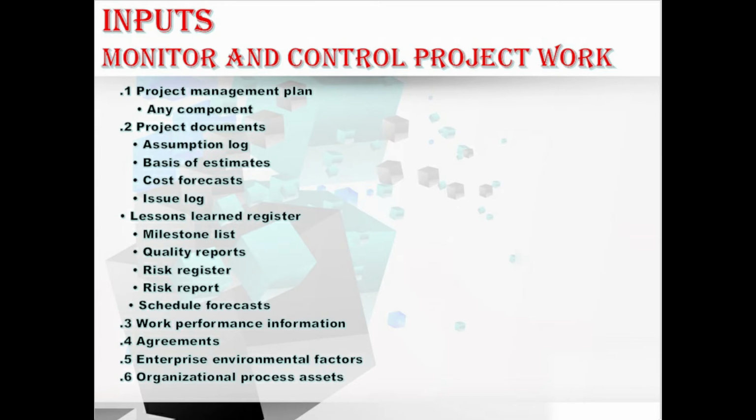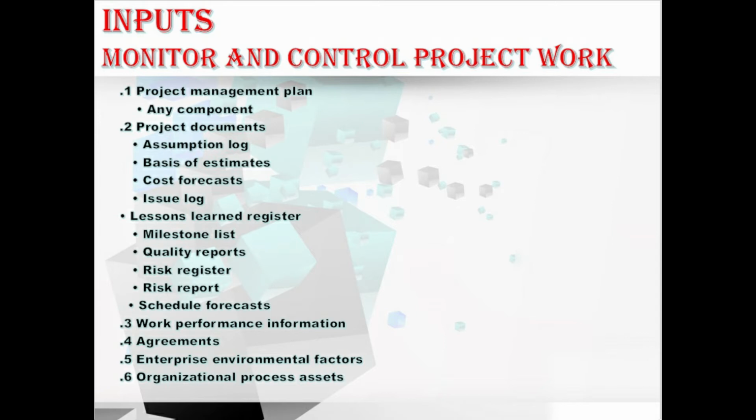And also the quality reports includes a summary of findings from the different control quality processes. Okay, hope you understood about this quality reports. Moving to the risk register. The risk register input provides the information on threats and opportunities that have occurred during the project execution.